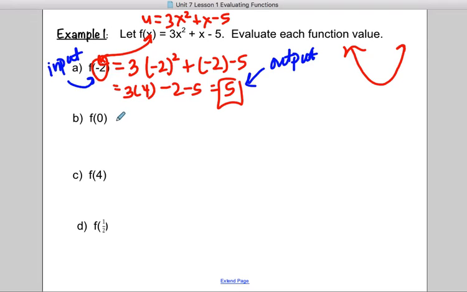How about f of 0? Let's find f of 0, plugging in 0 for my x's. So we have 3(0) squared plus 0 minus 5. Well, this is going to give me negative 5.